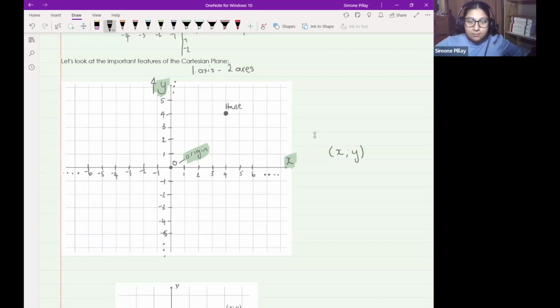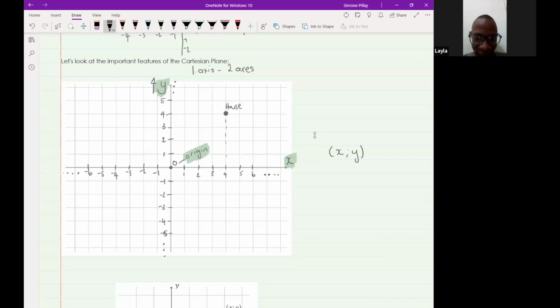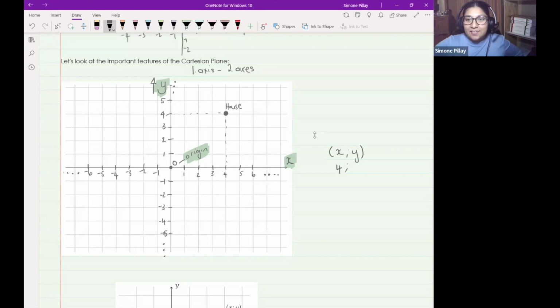I would say 4. You are 100% correct. And what is the y coordinate? Also 4. Okay, so that's also 4. So my coordinates for the house are 4 and 4.